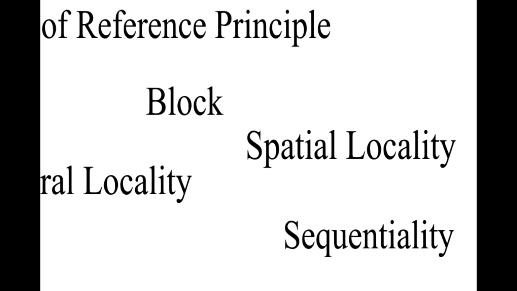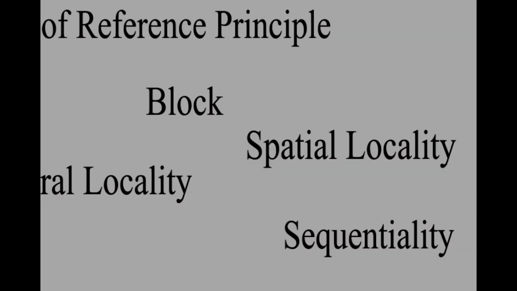Sequentiality. Given that a reference has been made to a particular location S, it is likely that within the next several references, a reference to the location of S plus 1 will be made. Sequentiality is a restricted type of spatial locality, and it can be regarded as a subset of it.